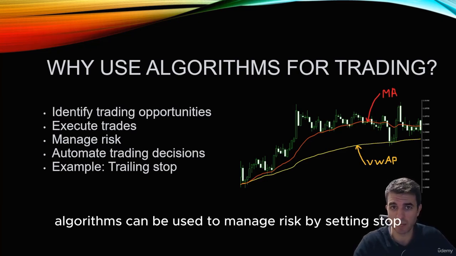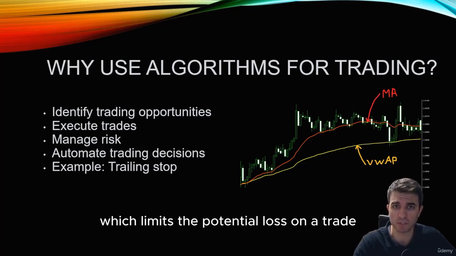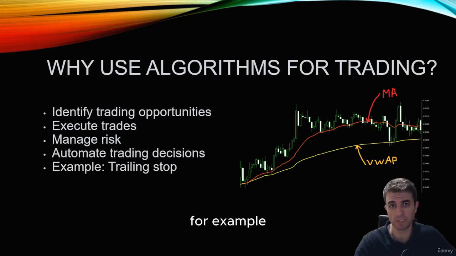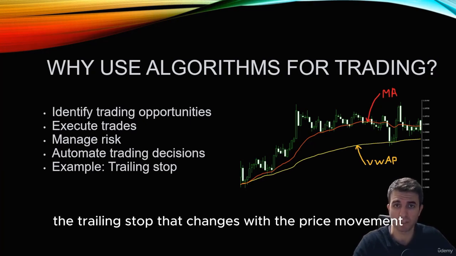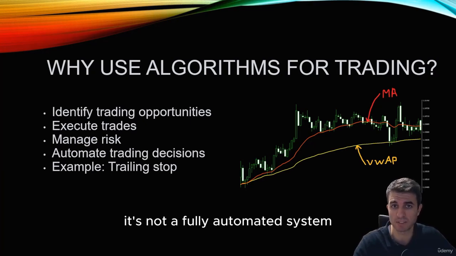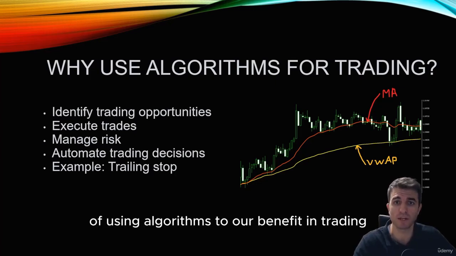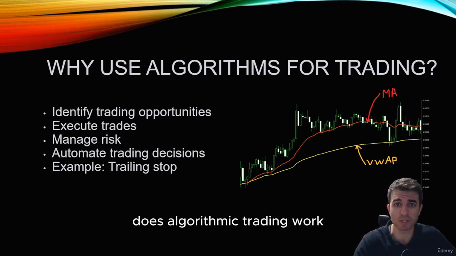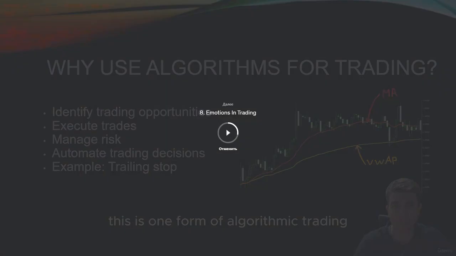Additionally, algorithms can be used to manage risk by setting stop-loss orders and trailing stops, which limit the potential loss on a trade, for example. So one very simple example of algorithmic trading is the trailing stop that changes with the price movement. It's not a fully automated system, but it's still a form of using algorithms to our benefit in trading. So if you have this question, does algorithmic trading work? Well, actually, think about the trailing stop. This is one form of algorithmic trading.